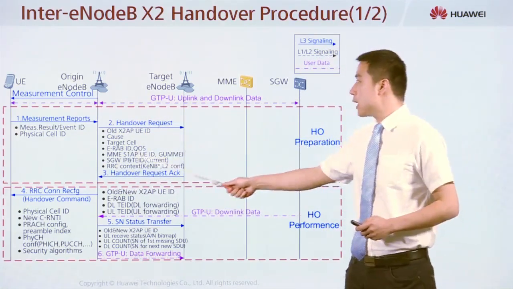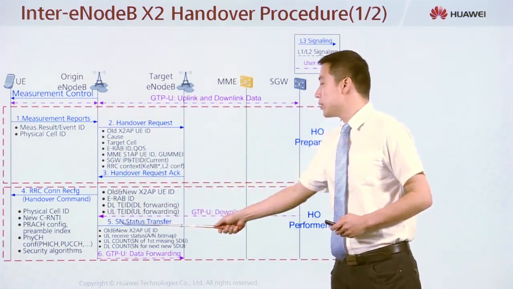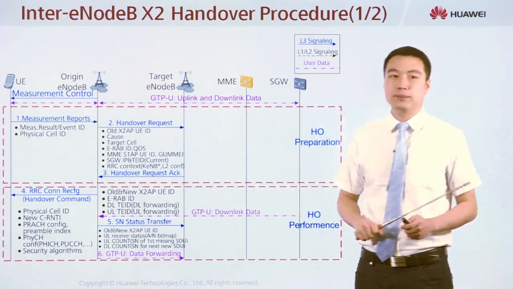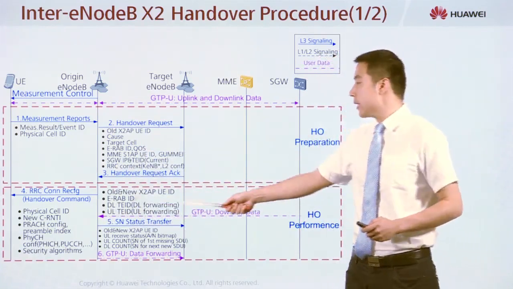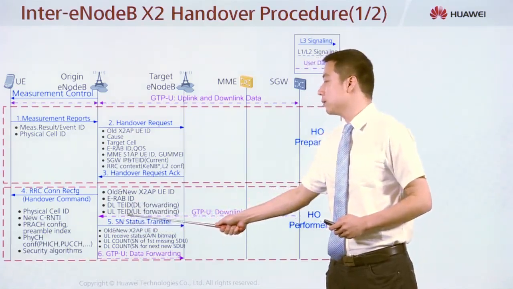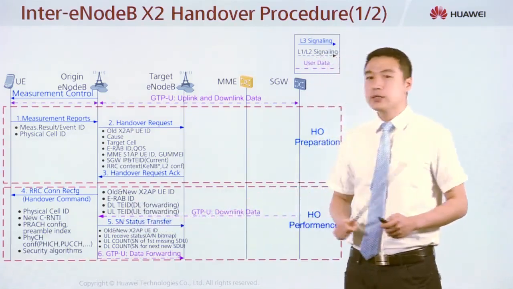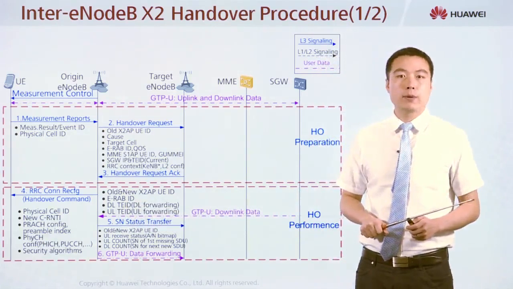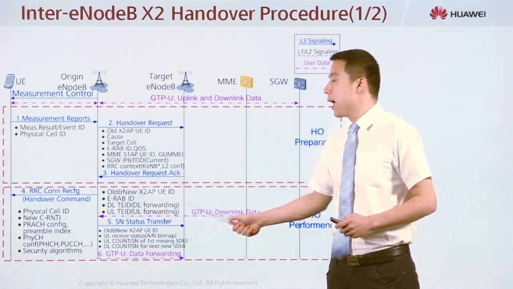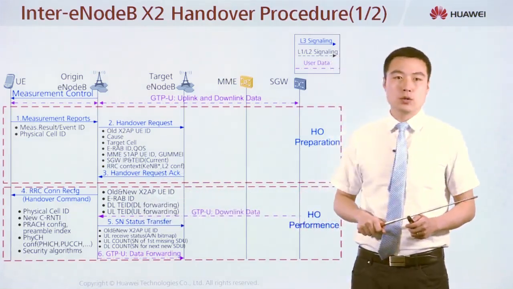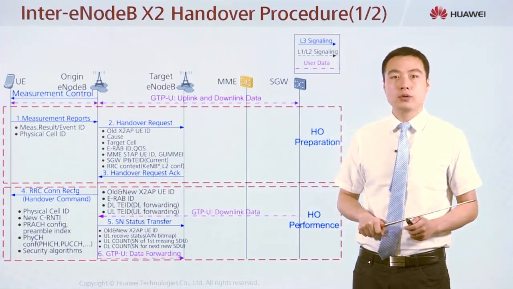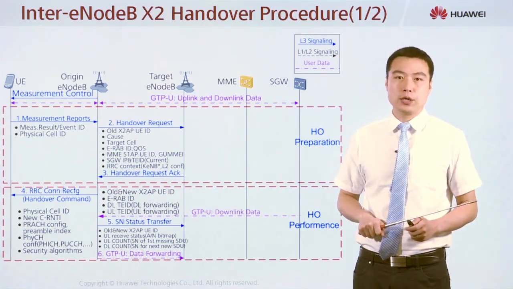And at the same time, the source eNodeB will send the SN state transfer to the target eNodeB. Here, SN state transfer means serial number state transfer. The serial number is the serial number for the packet, for the traffic. Because the traffic and the data is sent to the source eNodeB, the source eNodeB will forward the traffic to the target eNodeB through the X2 interface.